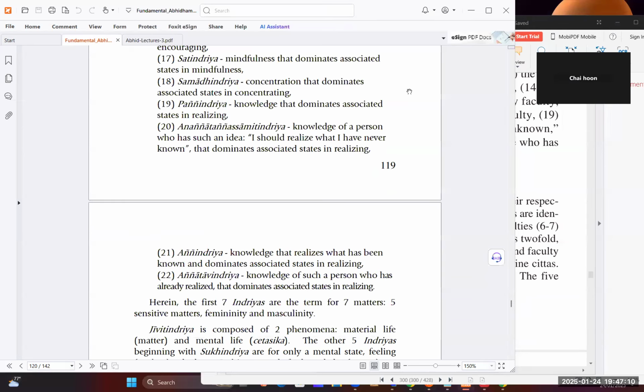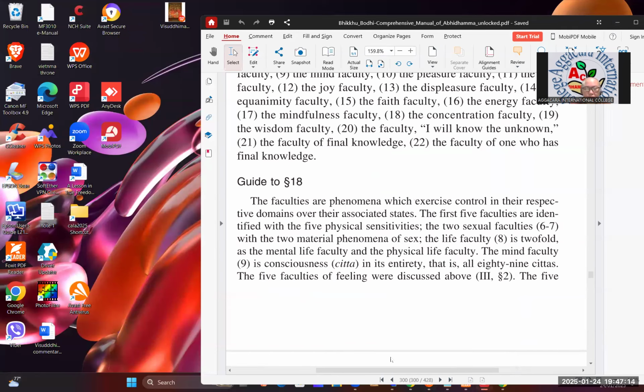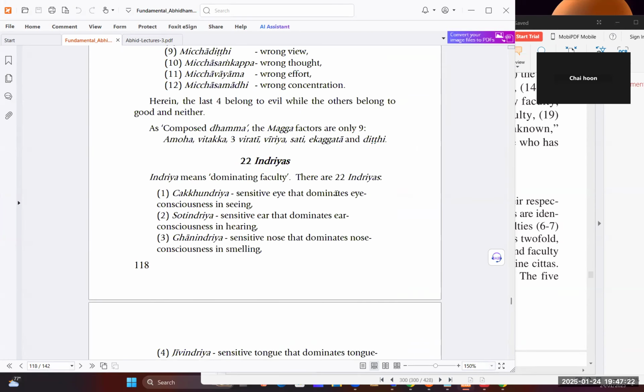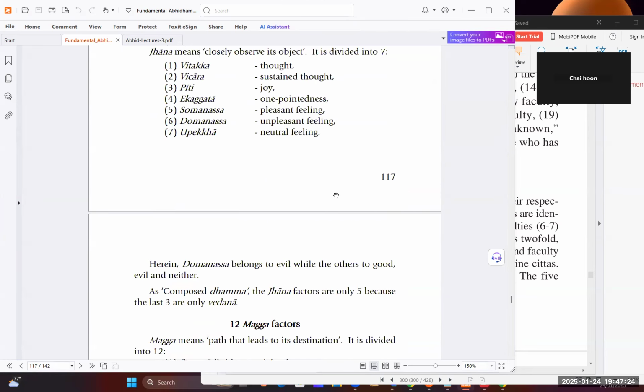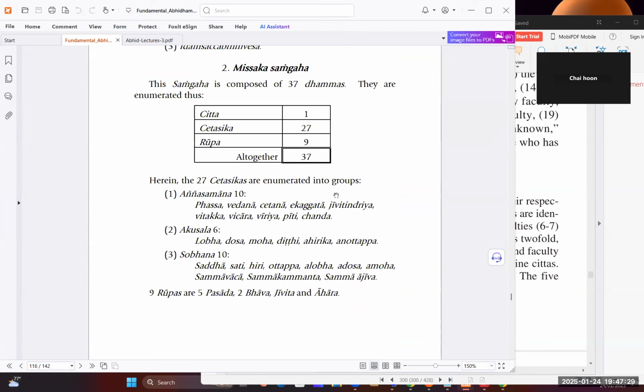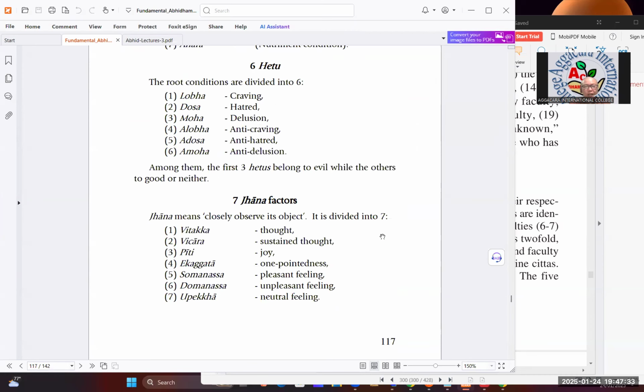Sorry, Saji. Do you have questions? Yeah. You say Cetasika got 27, right, according to the table. But below they only show 26. There's another one where we have not finished yet. You have to go for another lesson.